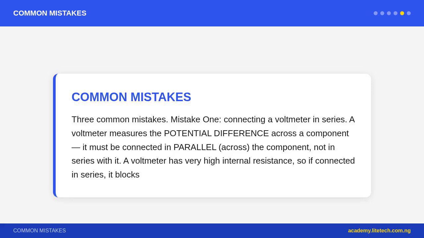Three common mistakes. Mistake 1. Connecting a voltmeter in series. A voltmeter measures the potential difference across a component. It must be connected in parallel, across the component, not in series with it. A voltmeter has very high internal resistance, so if connected in series, it blocks almost all current and the circuit effectively stops working.